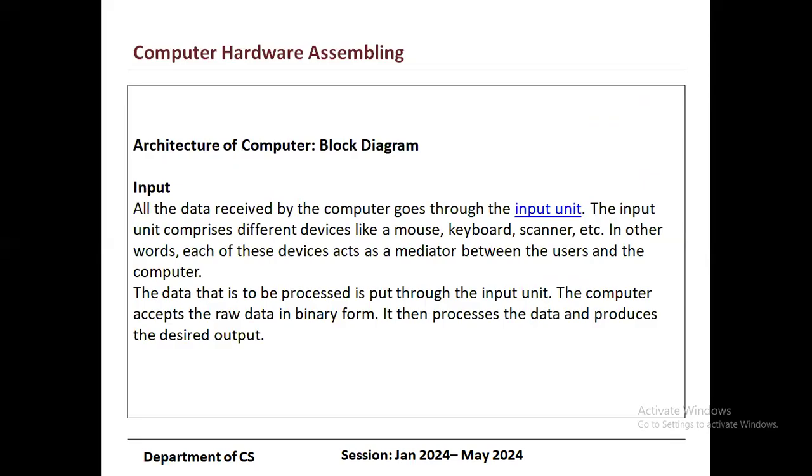First of all, we'll discuss the input module. All the data received by the computer goes through the input unit. The input unit comprises different devices like a mouse, keyboard, scanner, etc. In other words, each of these devices acts as a mediator between the users and the computer. The data that is to be processed is put through the input unit. The computer accepts the raw data in binary form. It then processes the data and produces the desired output.